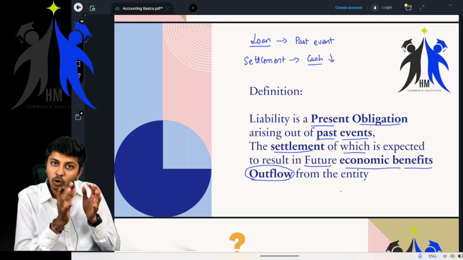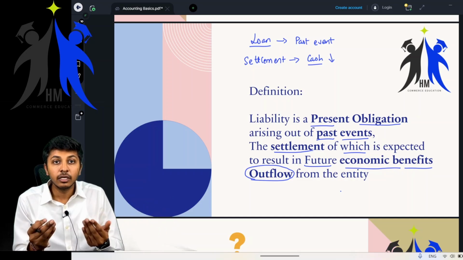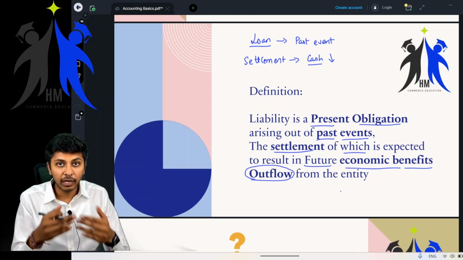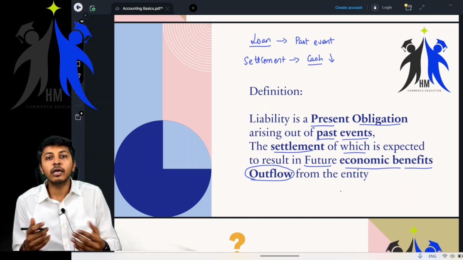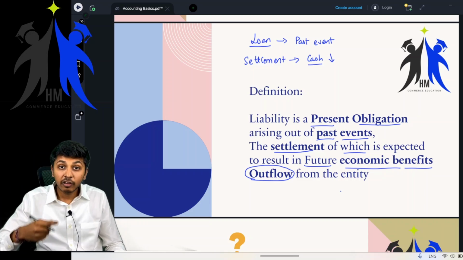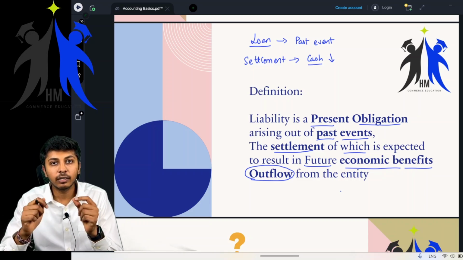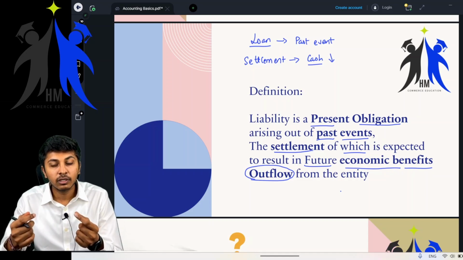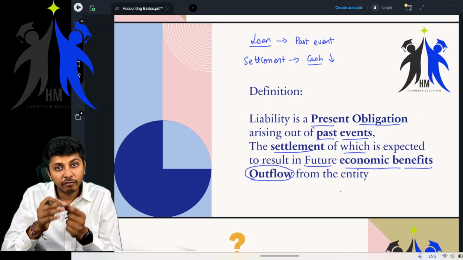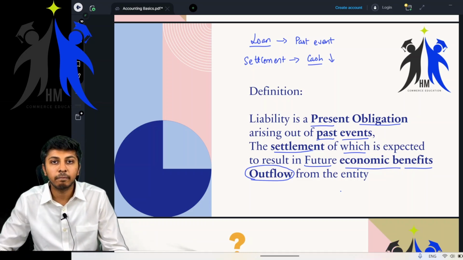So, the loan was my past event. Because of that, I have an obligation to settle it. When I settle that loan, I will not say, okay, your loan is gone, bye. I have to give money. I have to give my resources. When I give these resources, my future economic benefits will outflow from the entity.